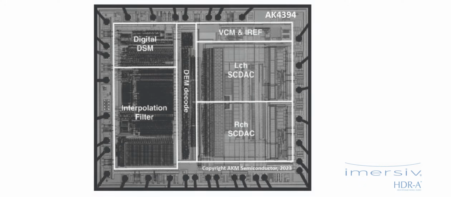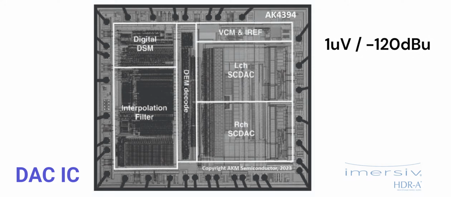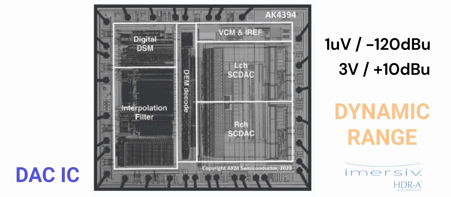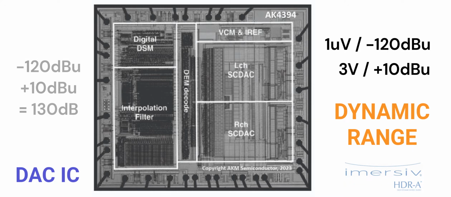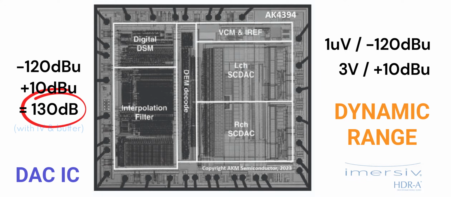This is a D to A converter chip, a DAC. Today's very best DACs have a noise floor of around 1 microvolt or around minus 120 dBu. These same DACs have a maximum output of around 3 volts or around plus 10 dBu. The difference between noise and maximum level is called dynamic range. Audio circuits have been stuck around this 130 dB dynamic range limit for some time.